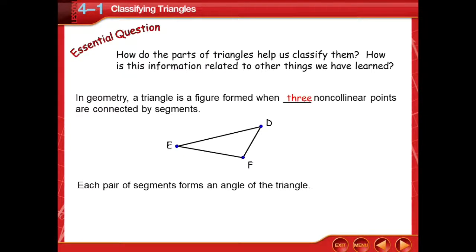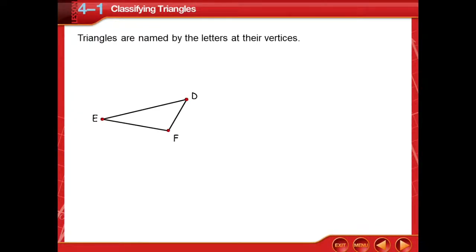Each pair of segments forms an angle of the triangle. So I have segments DE and FE, I have segments EF and DF, I have segments FD and DE. The vertex of each angle is a vertex of the triangle. So how is that useful? Triangles are named by the letters at their vertices. So triangle DEF is written as a triangle symbol DEF, as shown below.